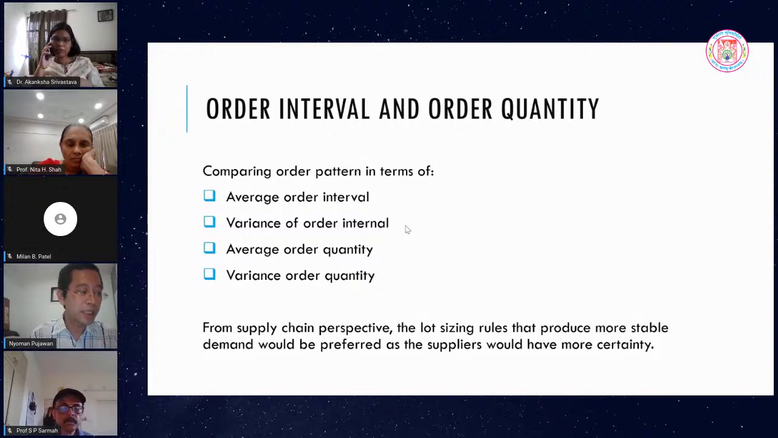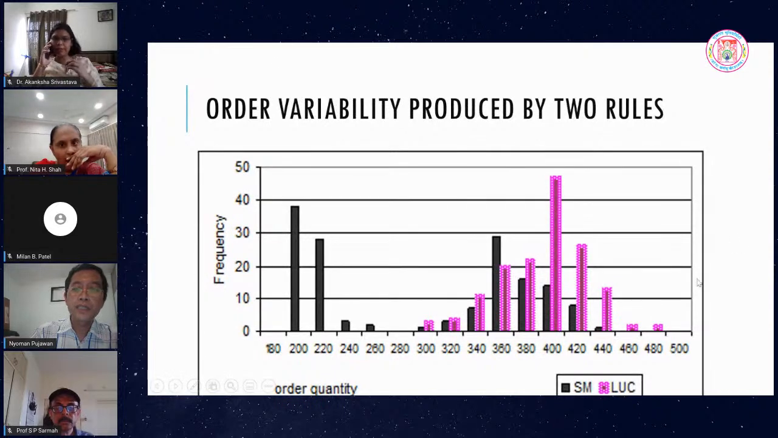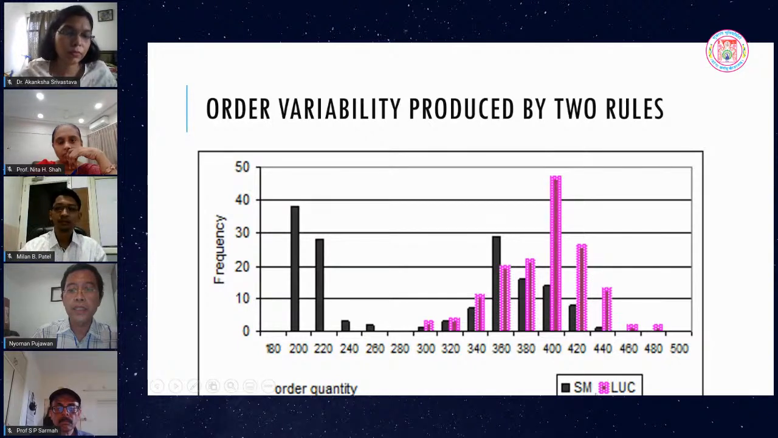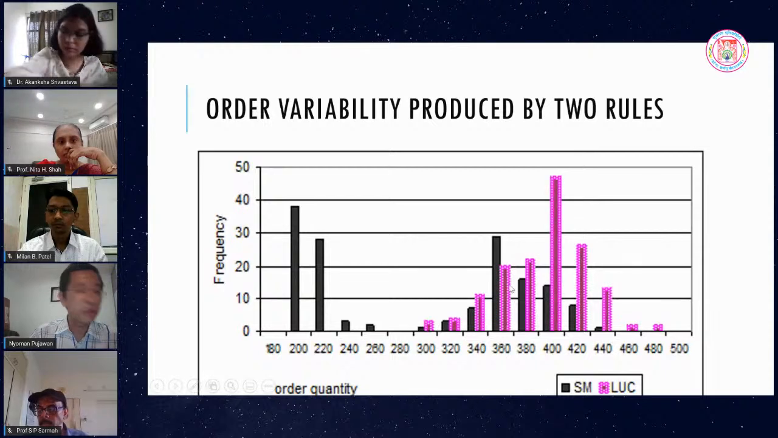Of course, if you are sitting at the point of the supplier, you would really like to have an order from your customer that has a stable order interval as well as a stable order quantity from one order to the other. And it is very interesting to observe, as I mentioned earlier, that Silver-Meal and least unit cost, which performed exactly the same under constant demand, turn out to be very, very different in terms of the ordering pattern when we introduce a little bit of uncertainty in the demand. The black bar here represents the order pattern created by the Silver-Meal rule, while the other one is created by the least unit cost rule.